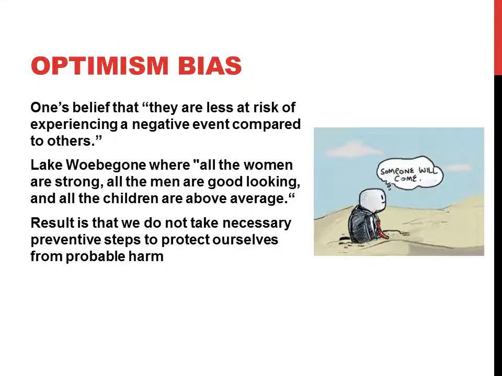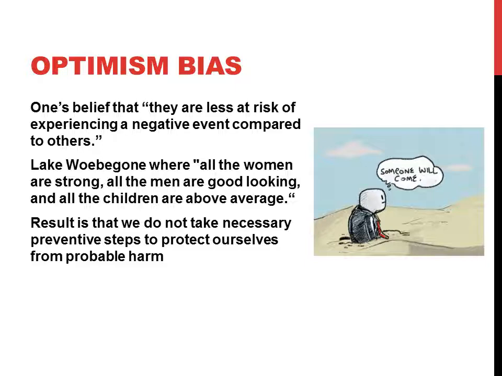The optimism bias is a belief that a person is less at risk of experiencing a negative event compared to other people. So we believe that we are not at risk of experiencing a negative event when we compare ourselves with other people. One of the examples of this is Garrison Keillor's Lake Wobegon, where all the women are strong, all the men are good looking, and all the children are above average. This is a statement of the optimism bias.